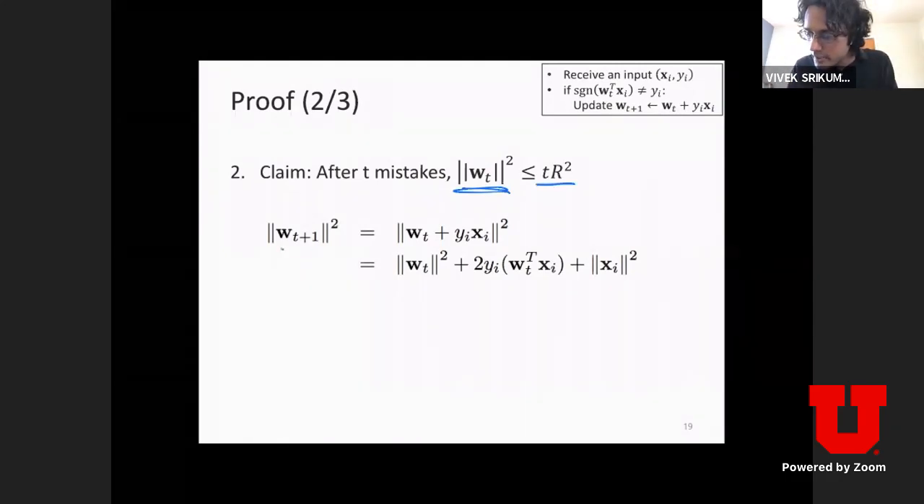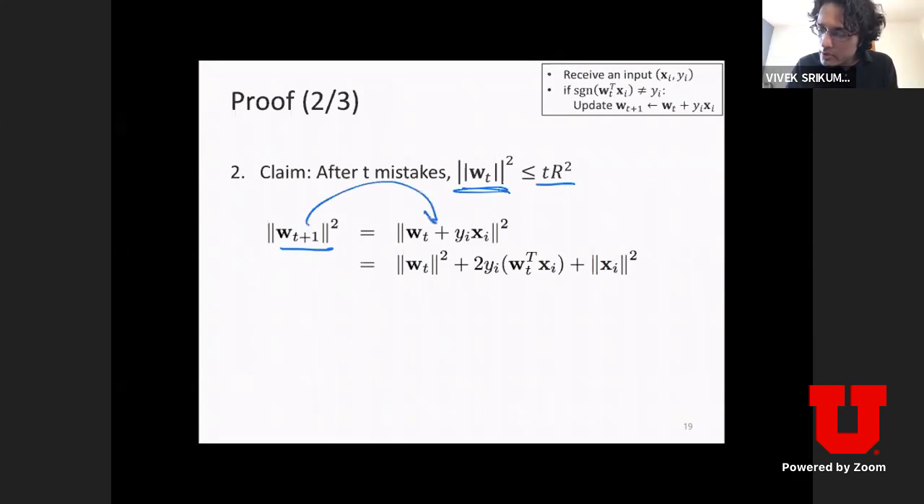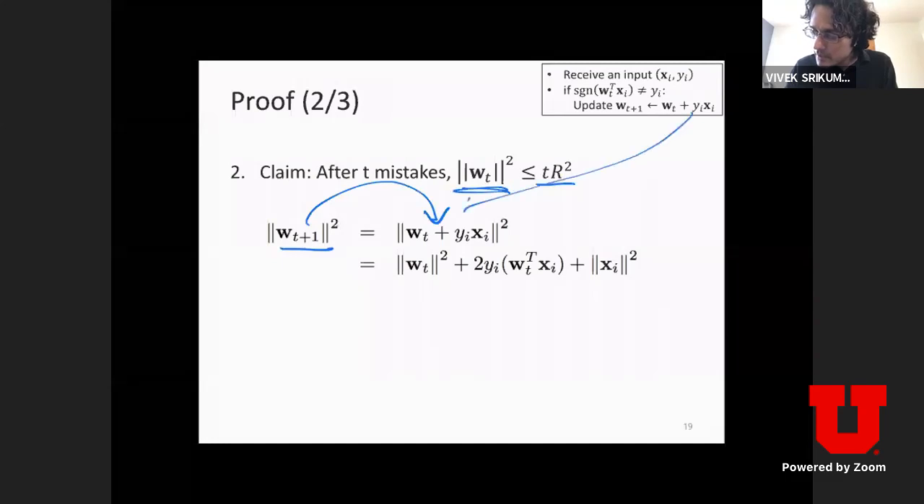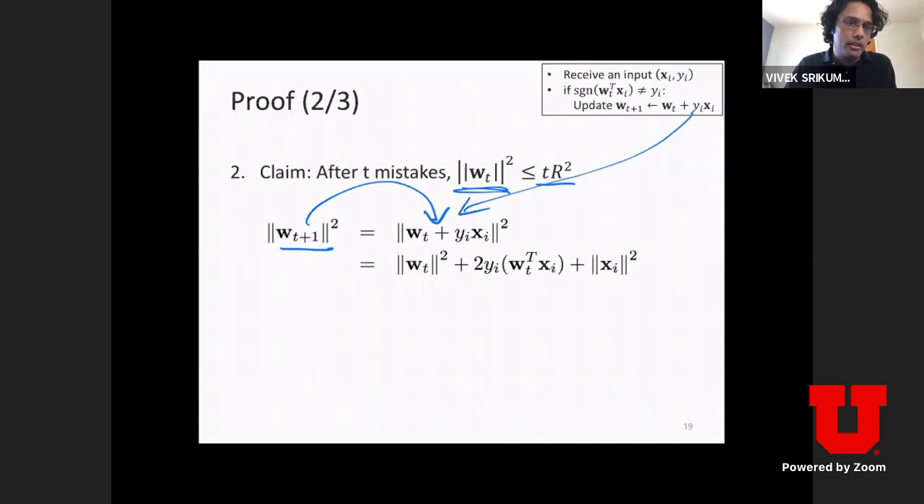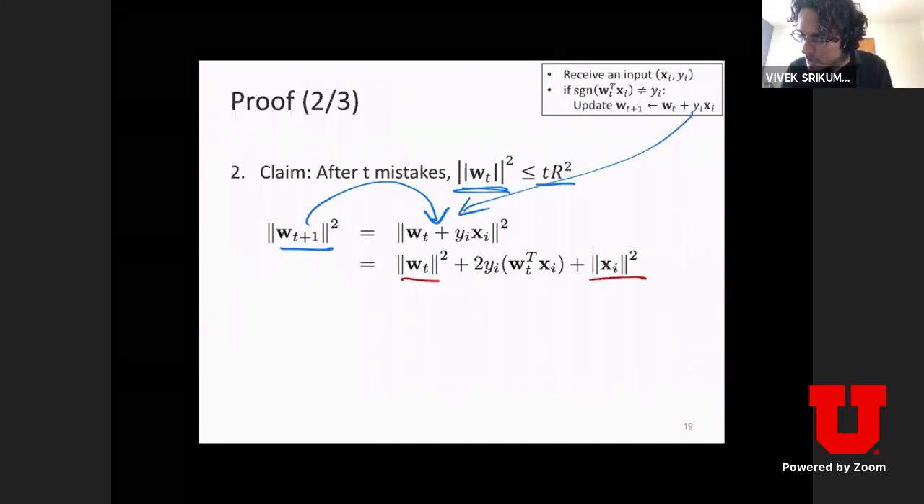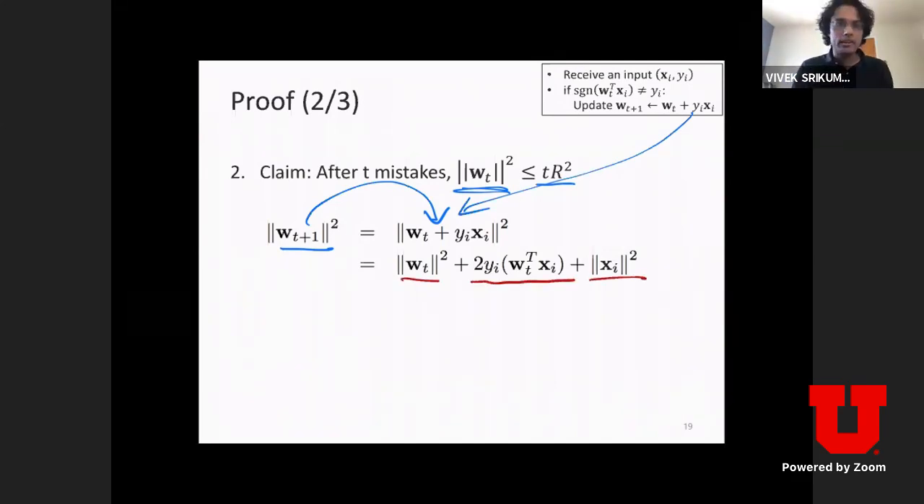All you have to do is think about how w came into existence. w_{t+1} came into existence because there was a mistake. What happened when there was a mistake? So w_{t+1} was defined to be, using again the same thing here, w_t plus y_i x_i. So the length of that thing squared is simply the length of this thing squared. But I can now open up the square. So this is ||w_t||² plus ||x_i||² plus 2 y w transpose x.